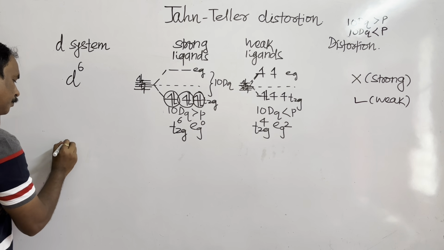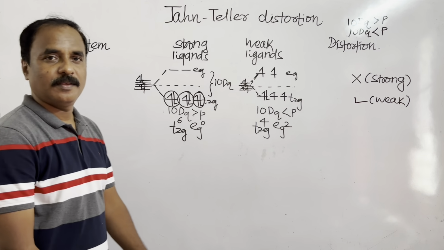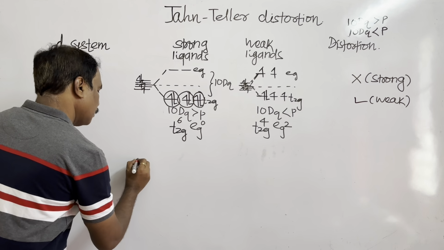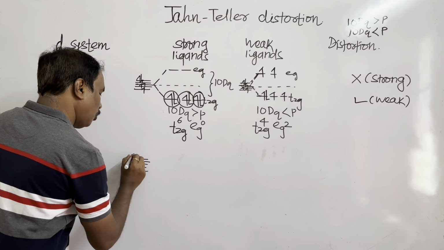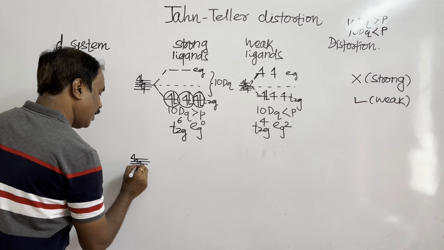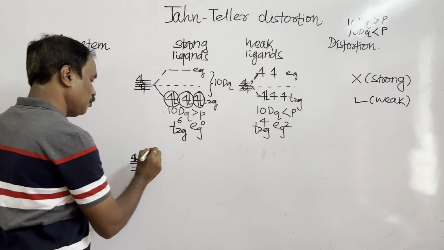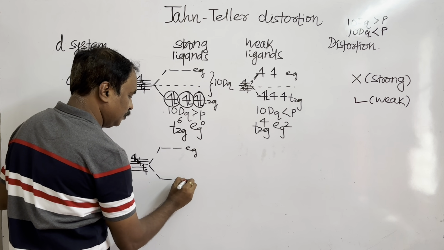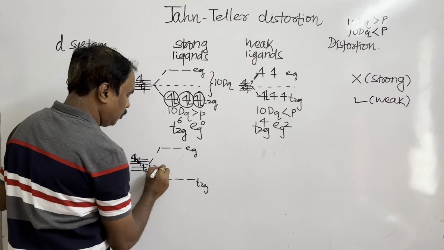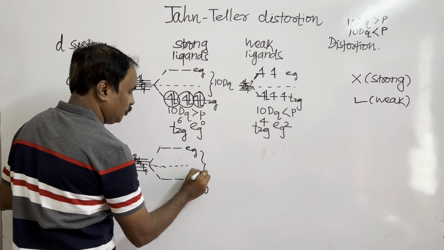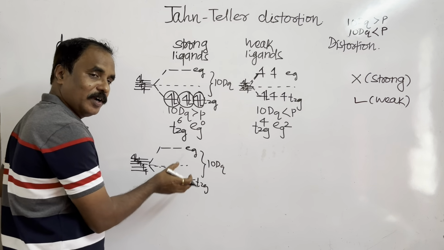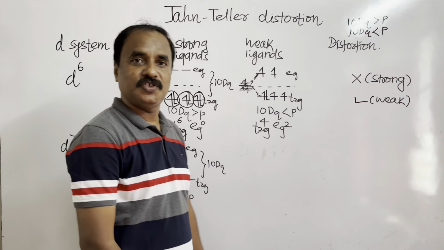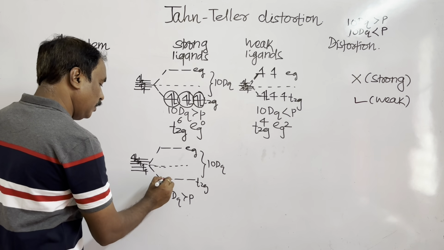In case of d6 system. Now d7. 7 electrons present in d atomic orbitals. All these are degenerate d atomic orbitals: 1, 2, 3, 4, 5, 6, 7. Splitting of d atomic orbitals: eg, and here it is t2g. This is the energy barycenter. This is 10 Dq. Since splitting is more, 10 Dq is greater than what? Pairing energy. Compulsory 3 electrons will enter in t2g.